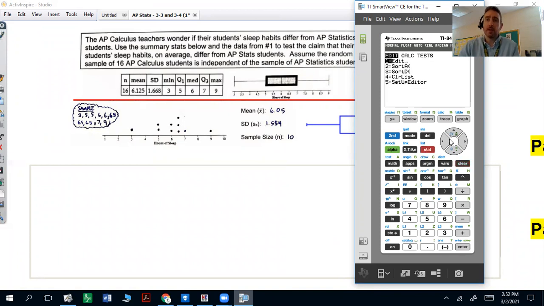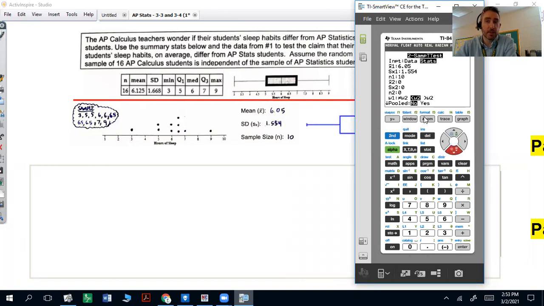So go to stat, go over to tests, and because this is two sample, we're going to do option 4, 2-SampTTest. Now we don't have raw data from the calculus students, so we're actually going to go over to stats this time, and we're going to enter our numbers in. So think about what's going to go in where. That first x-bar 1, we're going to put our statistics. So 6.05, standard deviation of 1.554, with a sample size of 10.